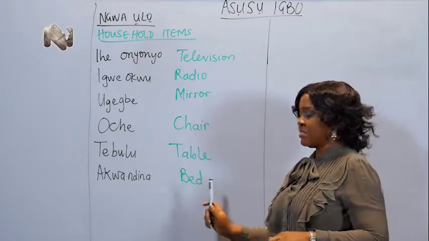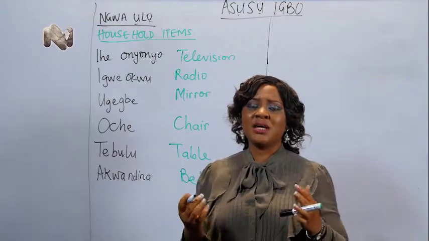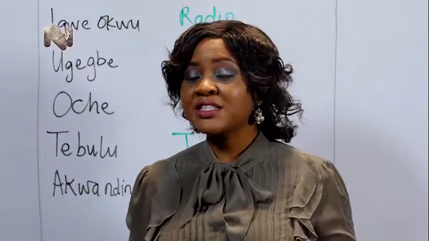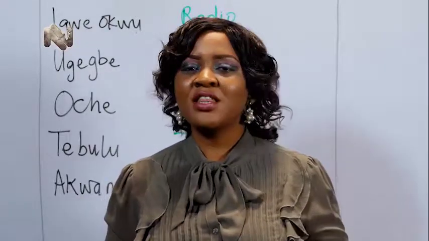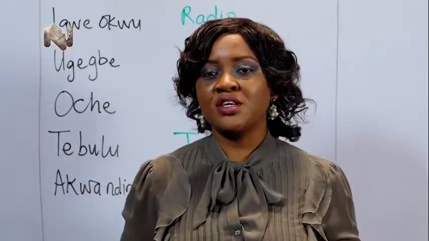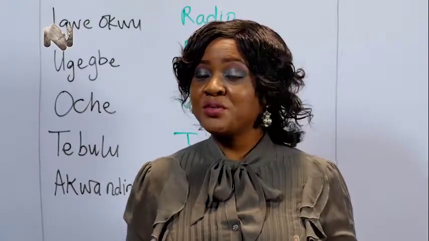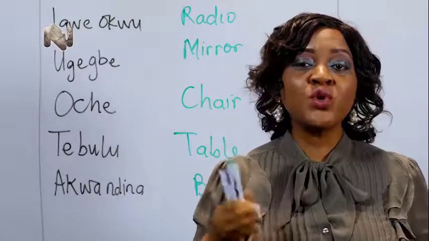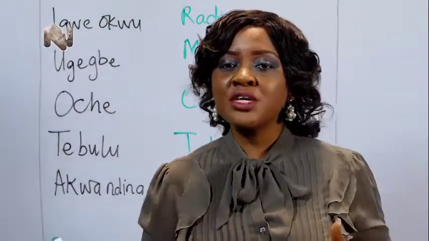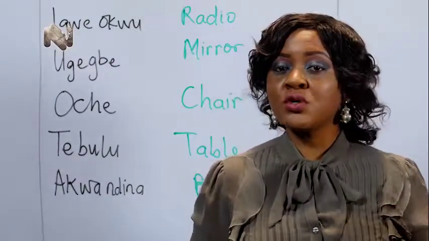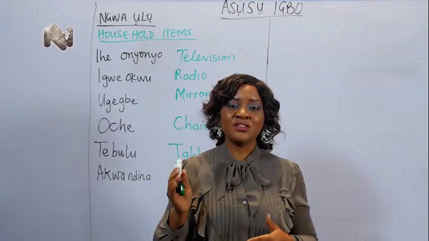Akwandina, that's bed. We have more household items like fan, AC. What is fan? Fan is nkuoyi. Then for AC is ntuoyi. There are two different things. Fan is nkuoyi, while AC is ntuoyi. Air conditioner, ntuoyi. Fan, nkuoyi.